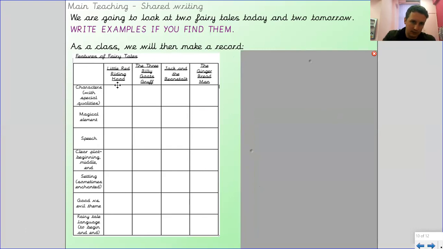We're going to do Little Red Riding Hood together. You guys are then going to have a go at 3 Billy Goats Gruff by yourselves. And then tomorrow, we'll do Jack and the Beanstalk and the Gingerbread Man. Okay, so they're the 4 stories we're doing across the top. And these are all the features that we're going to hopefully then fill in to show that all of these stories include these features.